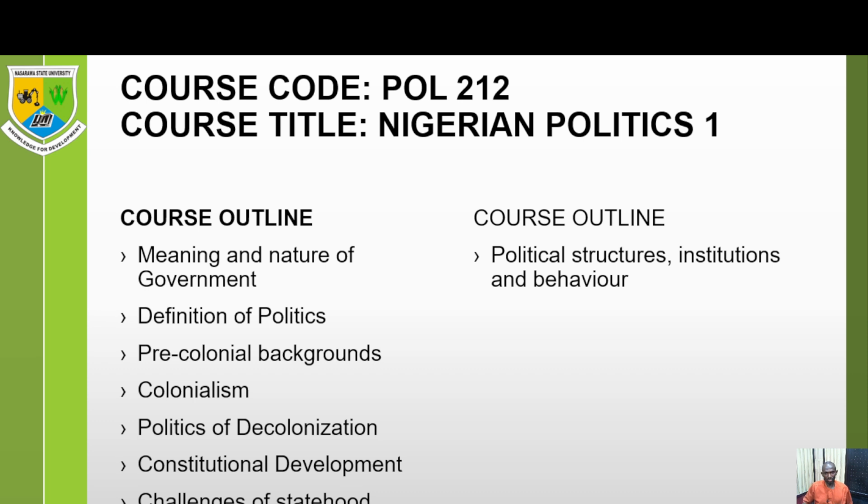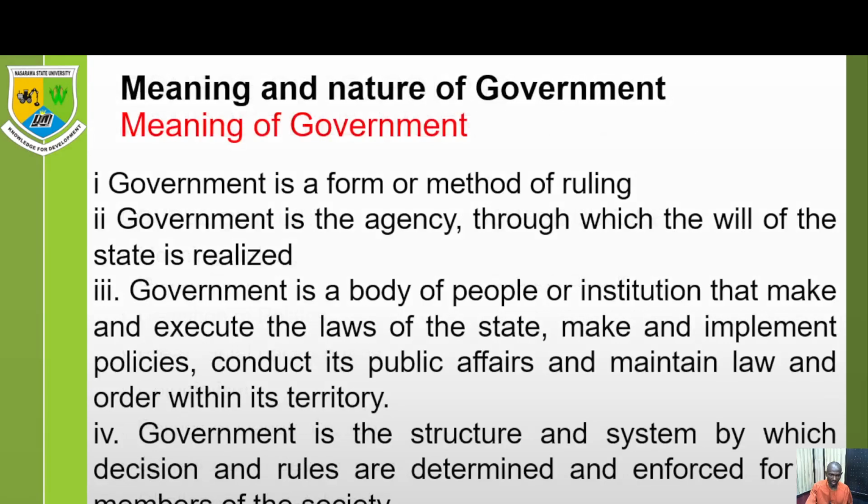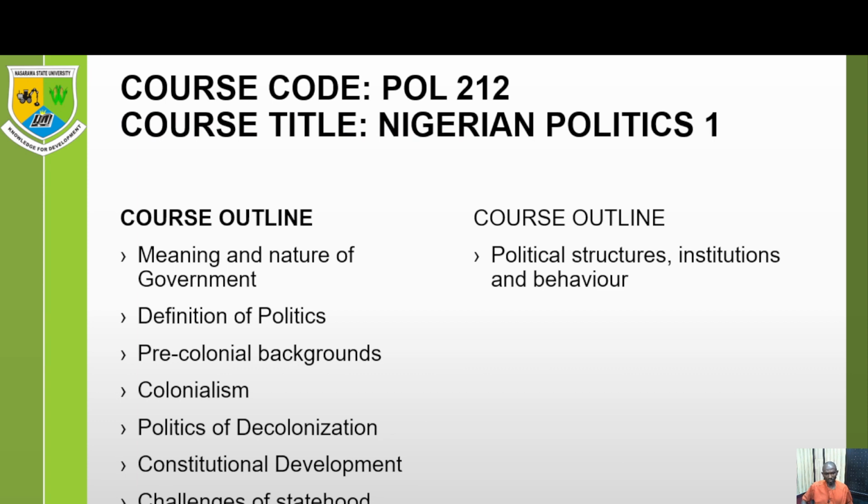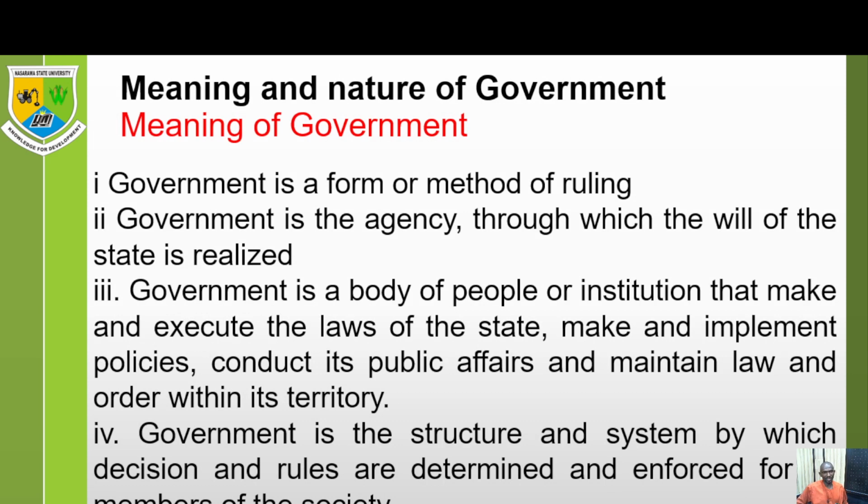First and foremost, we're going to look at the meaning and the nature of government. Second, we're going to look at the definition of politics. Third, pre-colonialism backgrounds, and fourth, we'll have colonialism. The fifth, we have politics of decolonization. Equally, we are going to have constitutional development. The last but not the least, we are going to have the challenges of statehood.